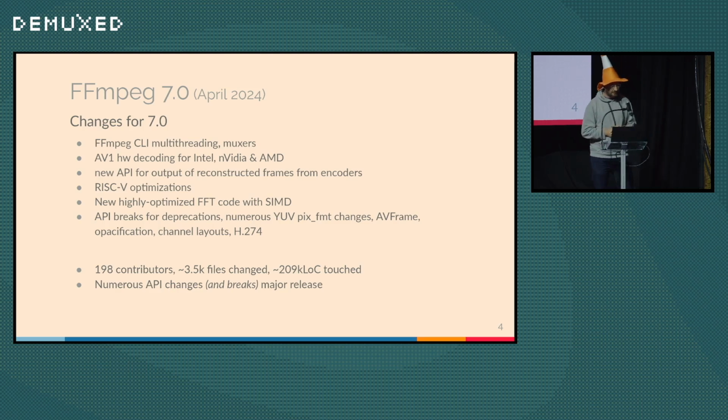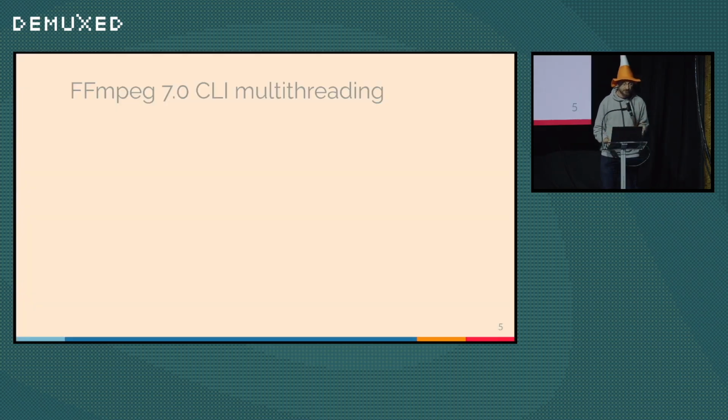Like one day, in the past, we didn't do any releases, right? So we're getting better. Big things about CLI multithreading, which is important. A lot of things on AV1 hardware decoding, a lot of optimization on RISC-V, and a lot of API breaks that you all love. You're welcome. It's a large release, but it was fundamental because of the work that was done on multithreading.